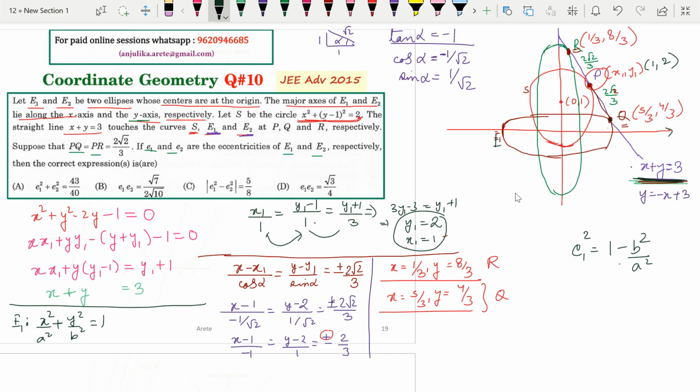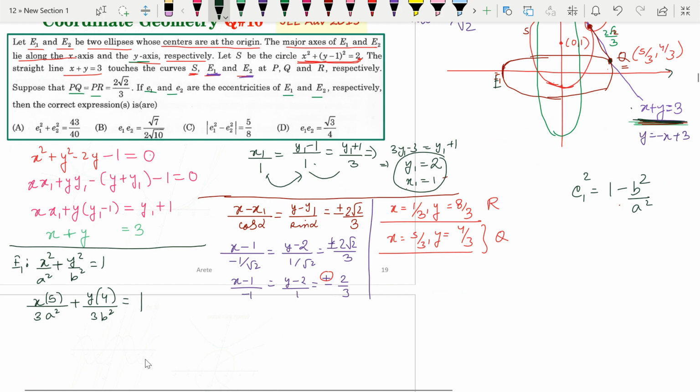So independently write the equation of the tangent again: x1 is what? 5 by 3. I'm going to write 5 by 3 here, and if you don't mind, I will take that 3 down, plus y1, which is 4 by 3, over b square, is equal to 1. What next? I'm going to compare it with what? Again x plus y is equal to 3. That's the tangent, right? So now compare them.